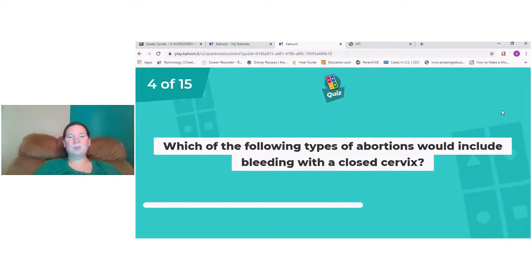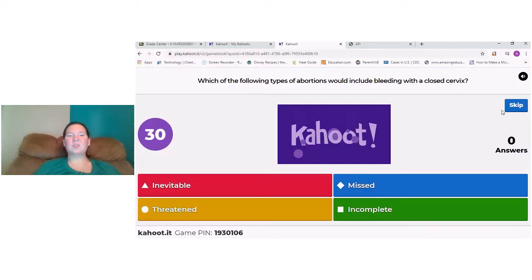All right, which of the following types of abortions would include bleeding with a closed cervix? All right, day class, we talked about this. Inevitable, missed, threatened, incomplete. I know, you're like, really? We just talked about this like 2 hours ago.